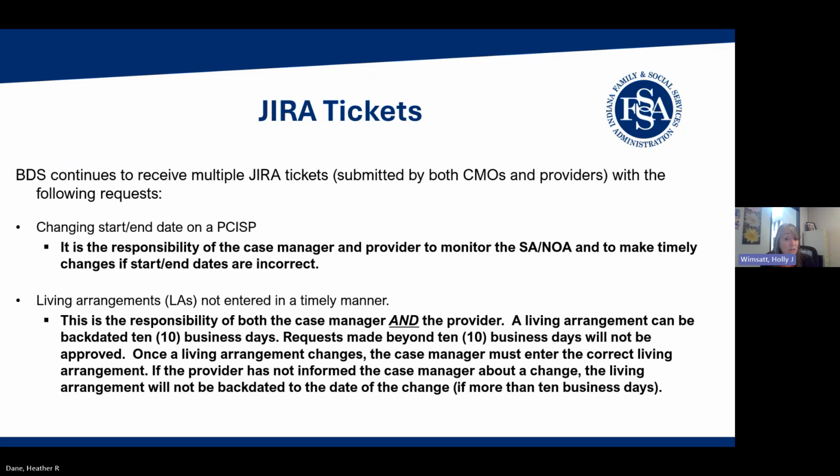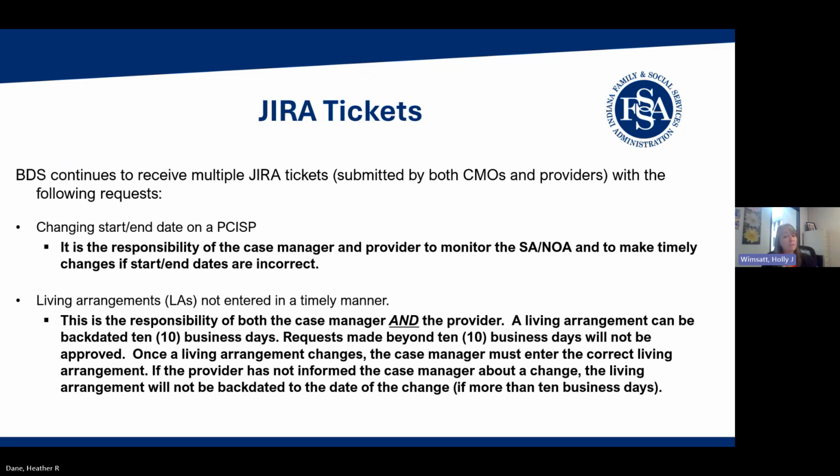It is the responsibility of the case manager and provider to monitor the service authorization and notice of action and to make timely changes if start and end dates are incorrect. So please, what we are asking here is to try to be more proactive and timely if you need to change dates, and that would eliminate the need for a Jira ticket, right?